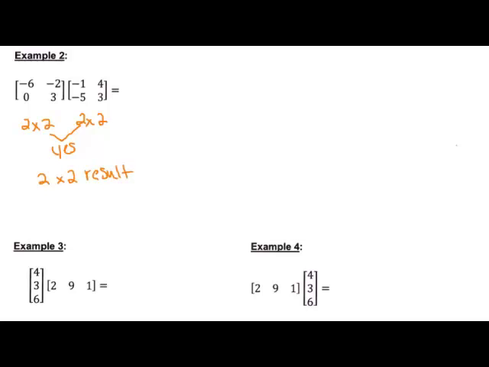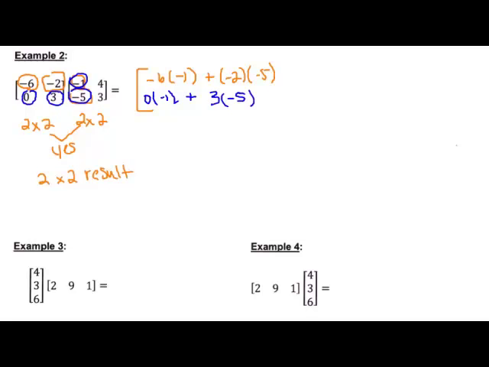So to multiply matrices, we are going to take the first row and multiply it by our first column. So we are going to take negative 6, multiply that times negative 1, and then multiply negative 2 and negative 5 and add them together. We're going to do the same with the second row and the first column. We're going to multiply 0 times negative 1, and we're going to add to that 3 times negative 5.